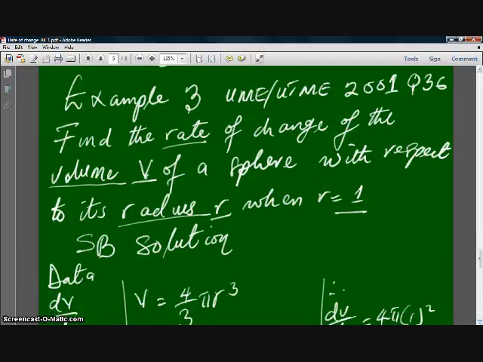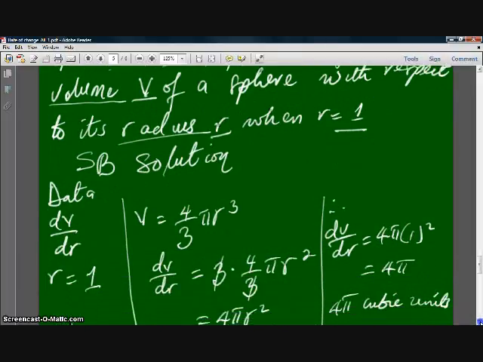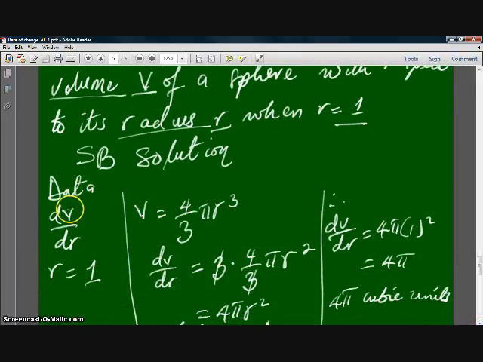So this continues. Example 3. Now if you look at this, example 3 is very simple, but you need to be very careful, otherwise you may miss it. It's from 2001 and question 36. Find the rate of change of volume V of a sphere with respect to its radius r when r equals 1. Just take a look at this. Very simple. The data we have is dV/dr, which we don't know, and we are given that r equals 1. So from there we find the relationship between V and r, which is given as this is a sphere.